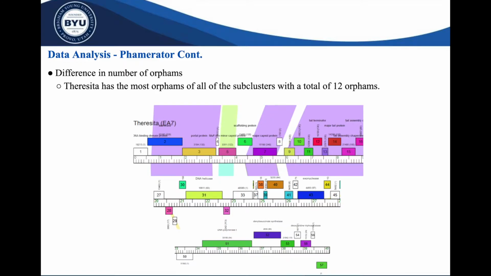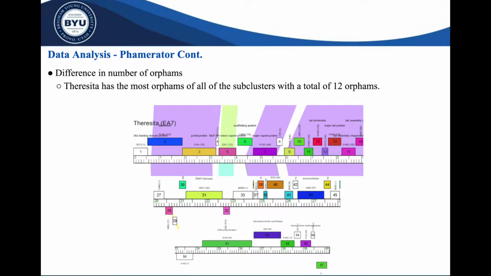ORFAMs found in all of the subclusters are represented by the white boxes. Some genomes in different subclusters have ORFAMs in similar locations, but for the most part they are strictly unique to the phage itself. Teresita has 12 ORFAMs, making it the phage with the highest number of them.